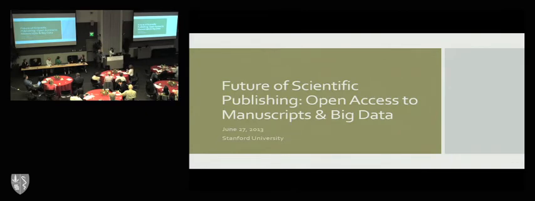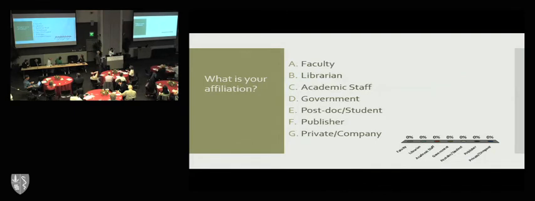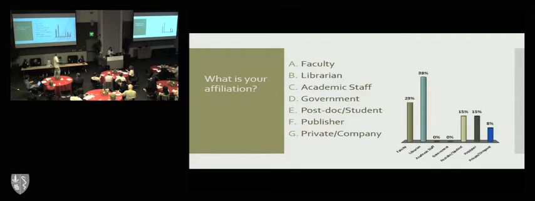So first, if everybody could hit the channel button, make sure it says 4-1. It's the lower left-hand button, and they should all say 4-1. Go ahead. Pardon me? That's okay. Okay. Let's see. Okay, so the first question is, what is your affiliation? Well, it looks like that's actually working.